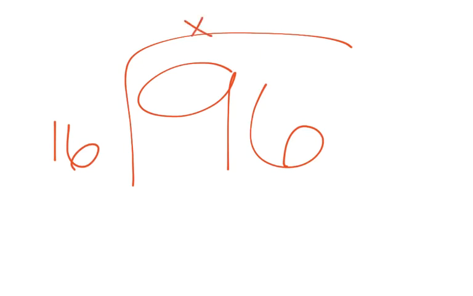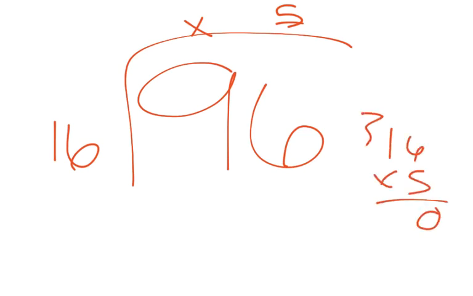16 cannot go into 9, but how many times can it go into 96? I'm going to think of it as 15 because I can count my 15s so easily. 15, 30, 45, 60, 75, 90. I'm going to guess 5 times. 16 times 5 is going to, let's do 16 times 5. 5 times 6 is 30. 5 times 1 is 5, plus 3 is 8.